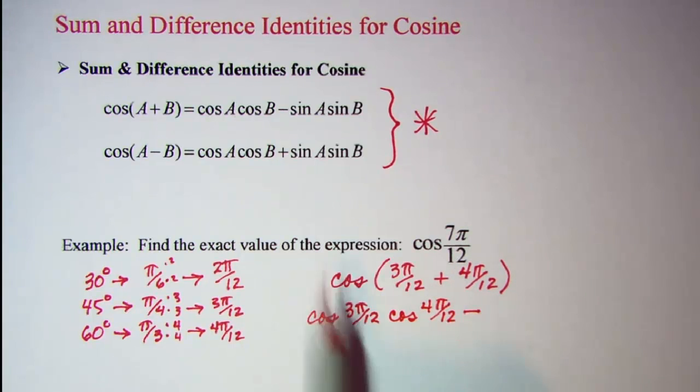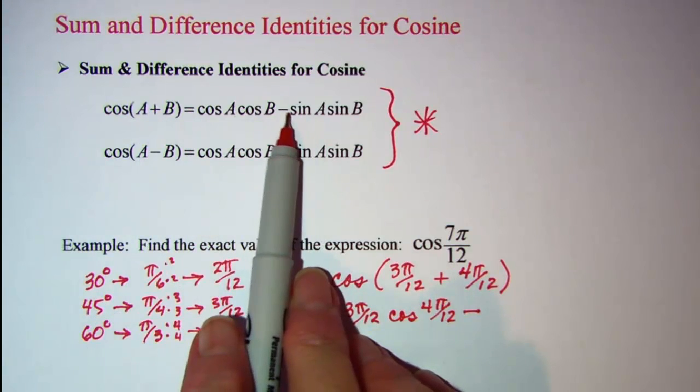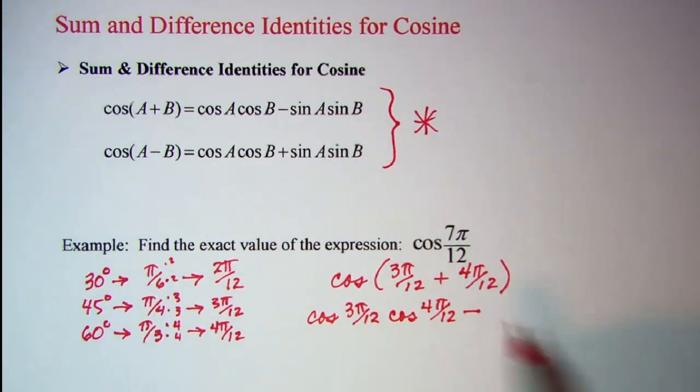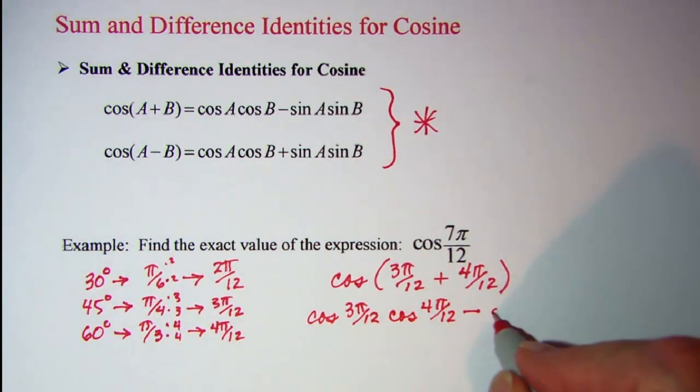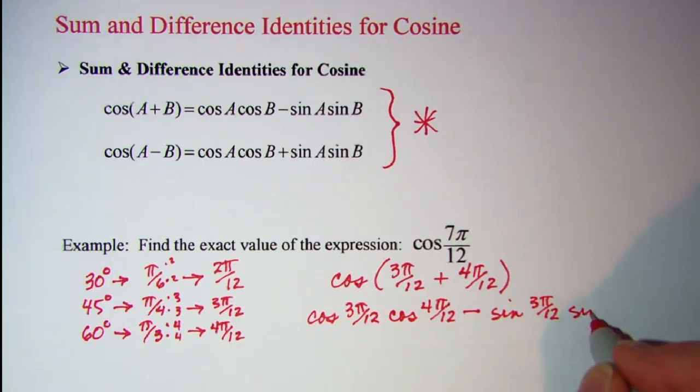minus, notice that when it's the sum of the two angles, you have a subtraction sign between the two products. Minus sine 3 pi over 12 times sine 4 pi over 12.